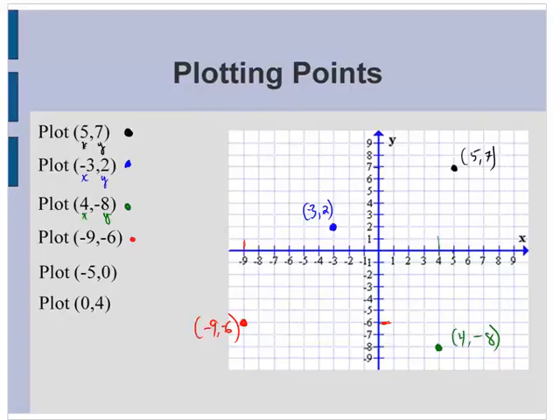Alright, -5, 0. Where is the x-coordinate -5? Right here. And the y-coordinate 0. Well, that means you are not above the origin. So you're level with the origin, but just to the left of it. So -5, 0 is here.